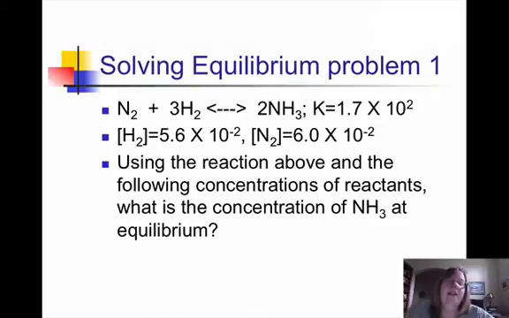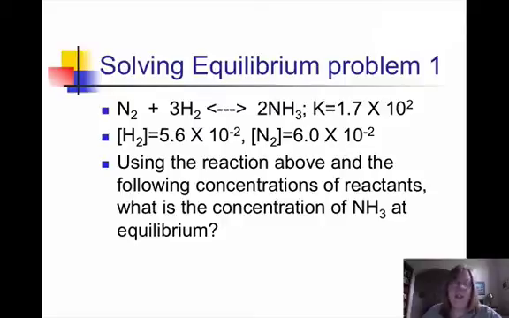Hi, this is our third video on equilibrium, and we are going to start solving equilibrium problems. Now, we're just going to dive right in and get started. So here we have an equation that is an equilibrium, and they give us a value for the equilibrium constant K. So the K is 170. So that is telling us that equilibrium lies to the right because K is larger than 1.